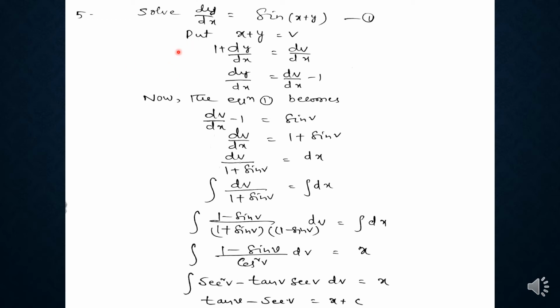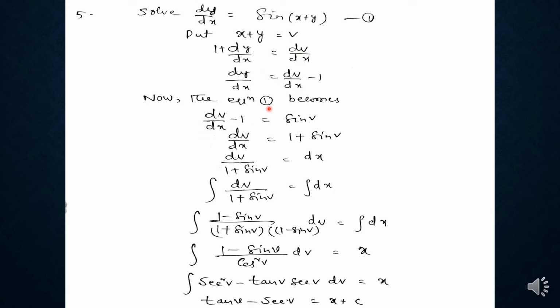By substituting x plus y as some another variable, we can convert it into the variable separable form. So x plus y is equal to v, by differentiating both sides with respect to x, that is d by dx of x plus y is equal to dv by dx, that is d by dx of x is 1 plus d by dx of y is dy by dx, that is equal to dv by dx. Now dy by dx is equal to dv by dx minus 1.